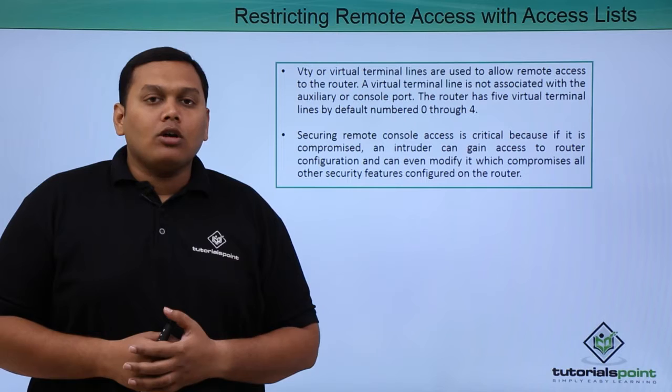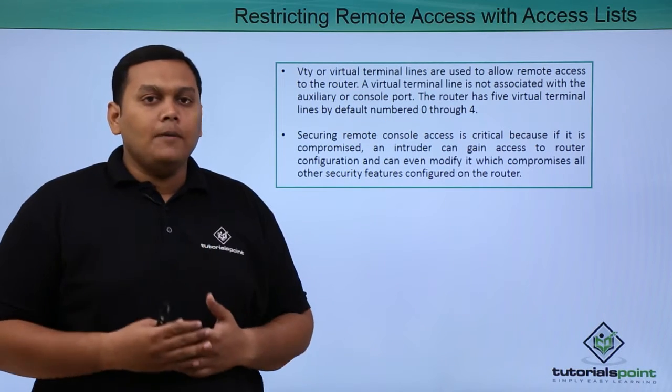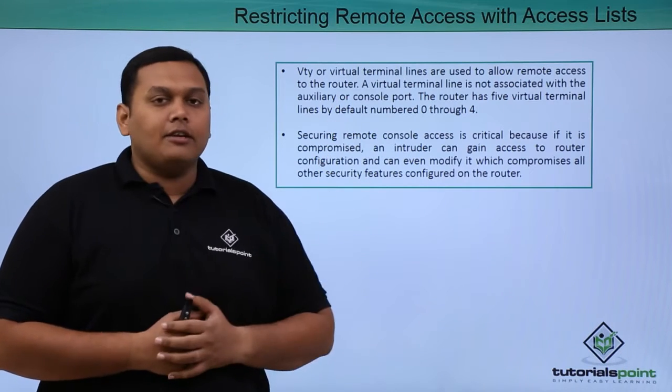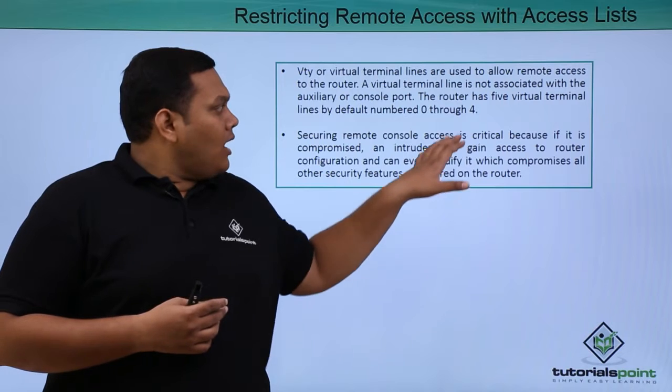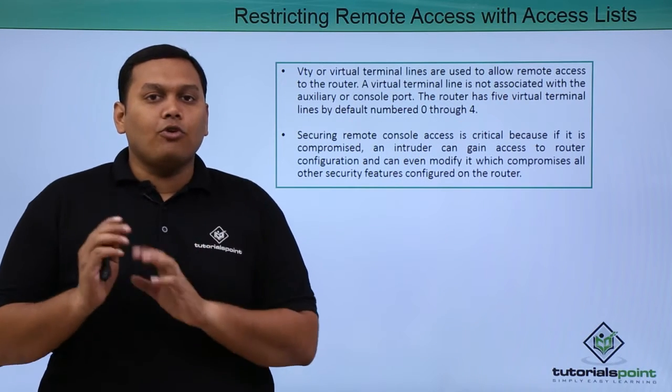VTY, or virtual terminal lines, are used to allow remote access to the router, and they don't have any association with the console port or auxiliary port. The router has 5 virtual terminal lines, numbered from 0 to 4.